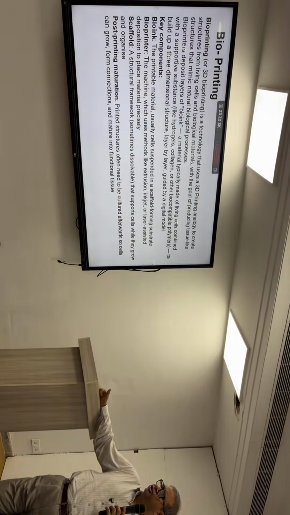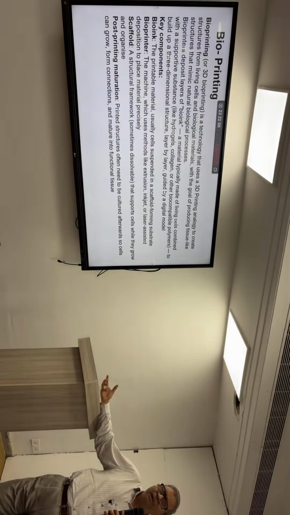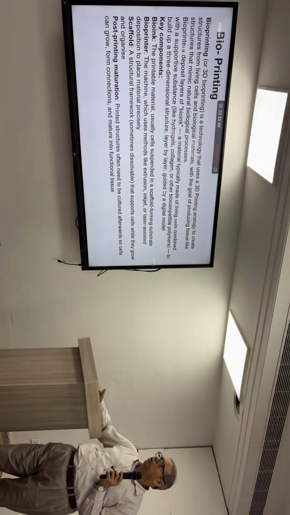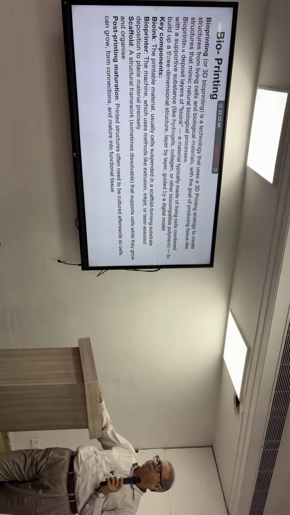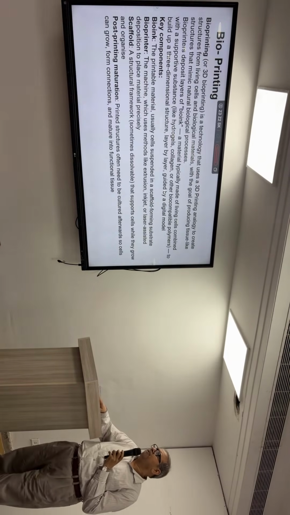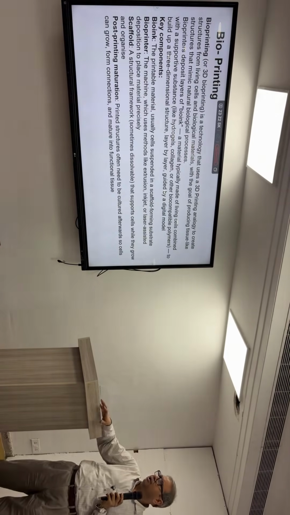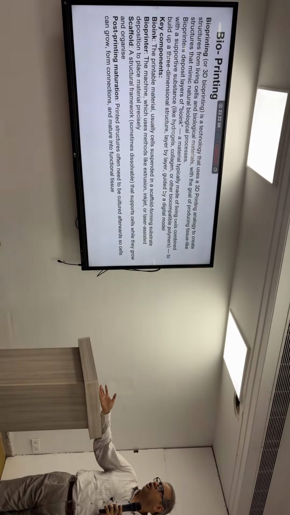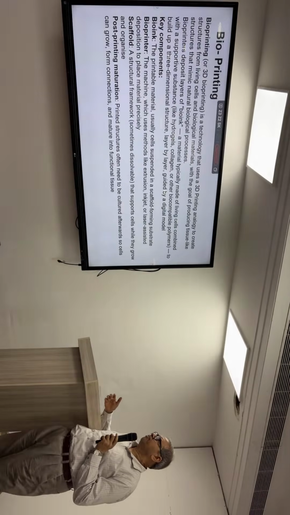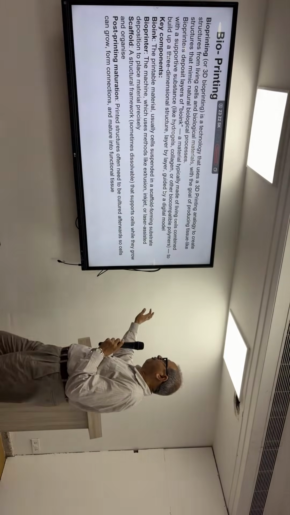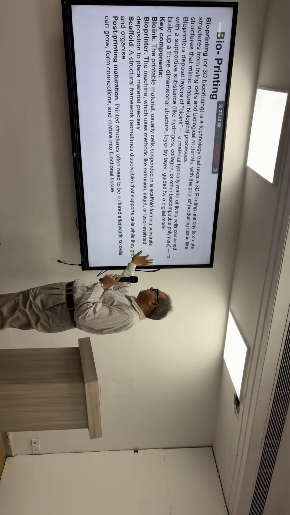Then about the scaffold is generally made from the support cells, and that is they grow and organize. Then we have a post-printing maturation. Post-printing maturation is that the printed structures, they are further cultured so that cells can grow, form connections and mature.